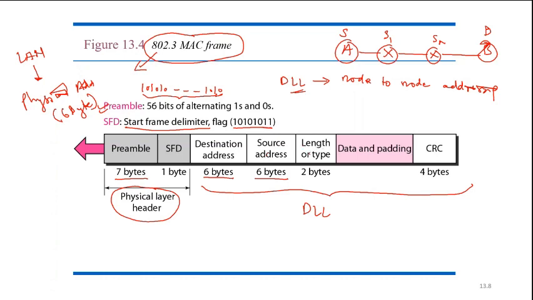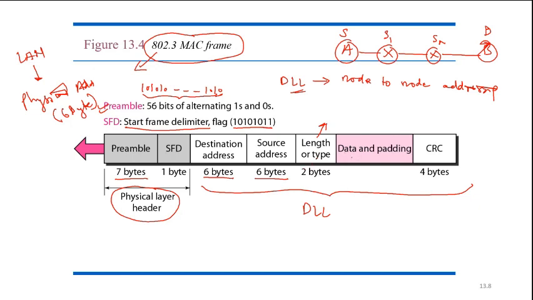Then the length. This length is basically 2 bytes, and it indicates what the length of the frame should be. Like we have seen with framing, framing is of two types: variable length and fixed length. If it is fixed length, then this length will indicate the size of the frame. Or if it is variable length, then it will indicate what type of framing is done. That will be indicated by this 2 byte data.